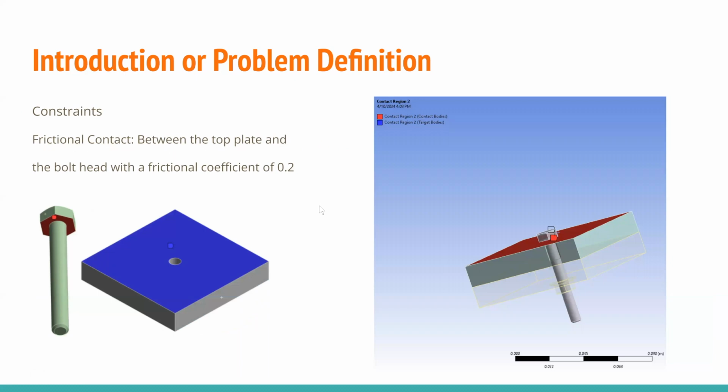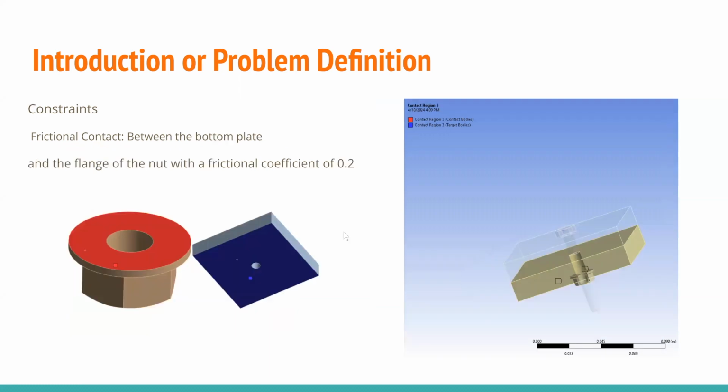And then frictional contact for the top plate and the bolt head. It also had a frictional coefficient of 0.2 between the two, as you can see here in ANSYS, the 2 contact points. And then frictional contact between the bottom plate and the nut also had a frictional contact point with a coefficient of 0.2, as you can see here on the picture on the right in ANSYS, the 2 points of contact. And yeah, that would be it for me.